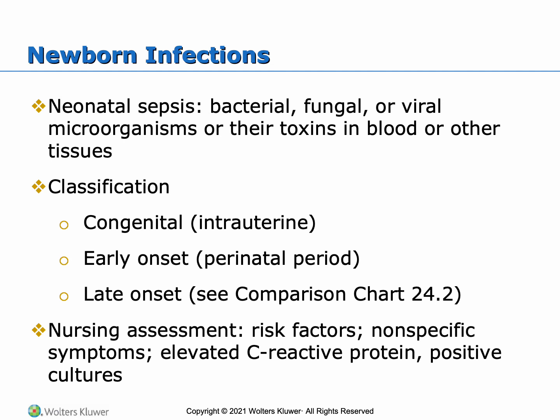Newborn infections. So neonatal sepsis could be bacterial, fungal, or viral. Newborns are more susceptible to infection due to their immature immune systems and, of course, their fragile skin barrier. So it's classified as congenital or intrauterine. This is acquired in utero before birth. Early onset or perinatal period, so this is shortly before or after birth, usually from mom's genitourinary system. Late onset is transmission in the nursery through healthcare workers or HIV from breast milk.